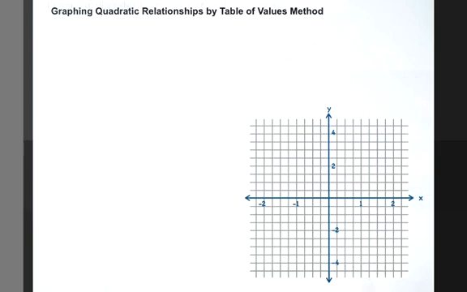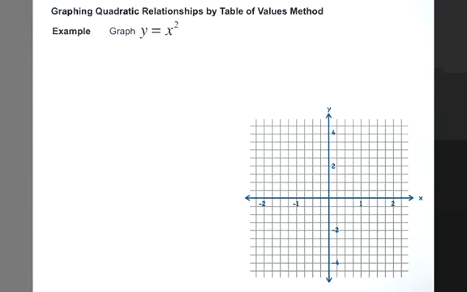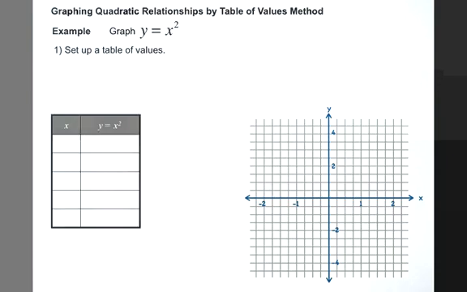Graphing quadratic relationships by using a table of values method. Here's an example. We're going to graph y equals x squared. First step is to set up a table of values. Here's our table of values. Our first column will record the x values we use to find out the y values that we'll record in the second column.